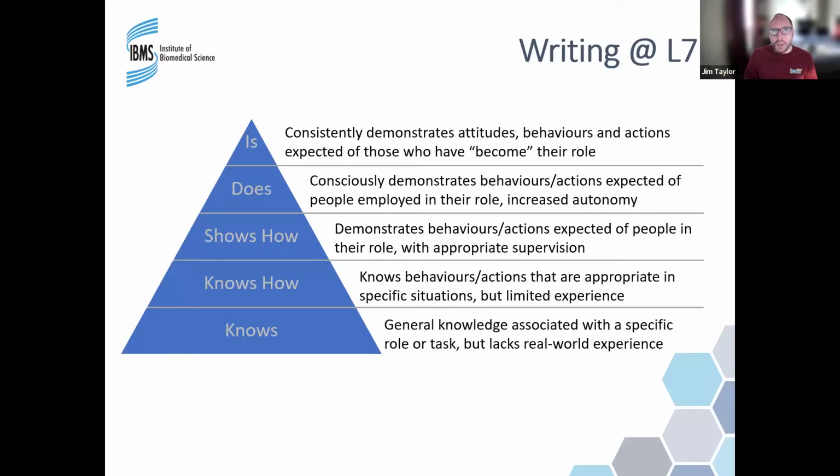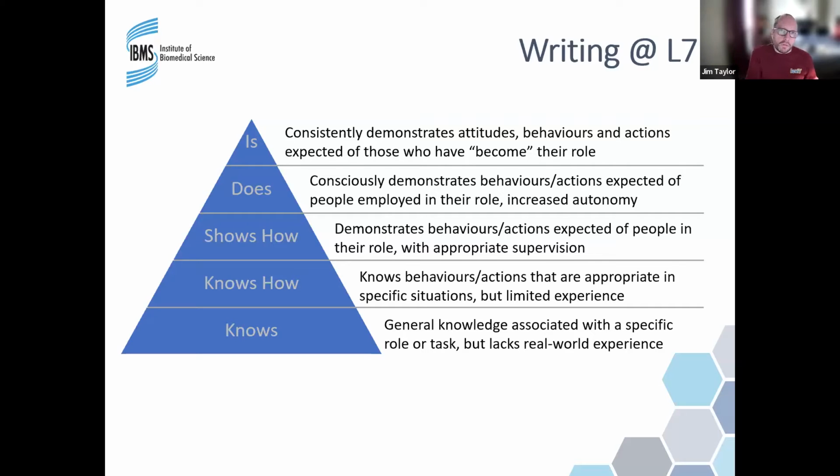One way to help you write at level 7 is to adopt the notion of Miller's triangle. Miller's triangle started life as a clinical competence framework. What it does is show how individuals amalgamate knowledge, behaviors, and attitudes to develop themselves as individuals. It's predominantly aimed at practitioners and developing yourself in practice in a competence-based environment.